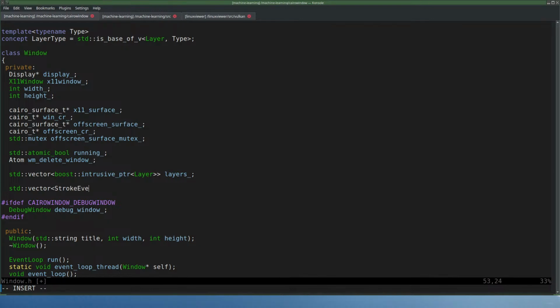Do I have a stroke event? Yeah. Thank God for the syntax highlighting. Hey, these are events. I just wanted to use the word events by now.